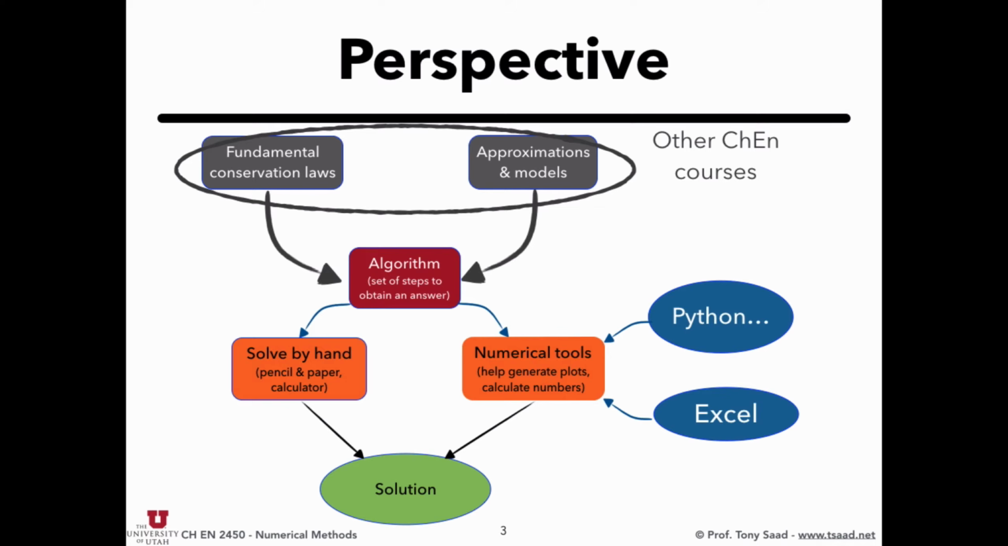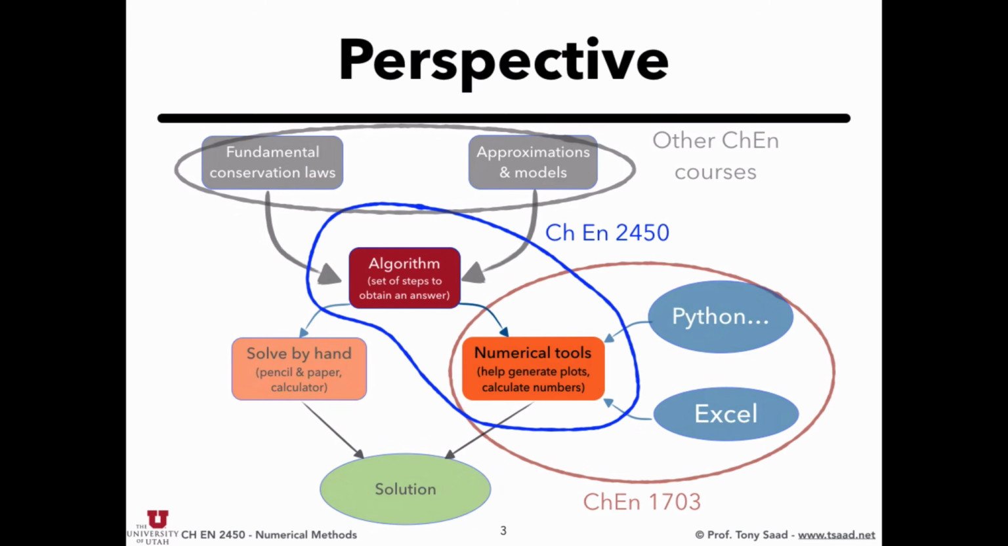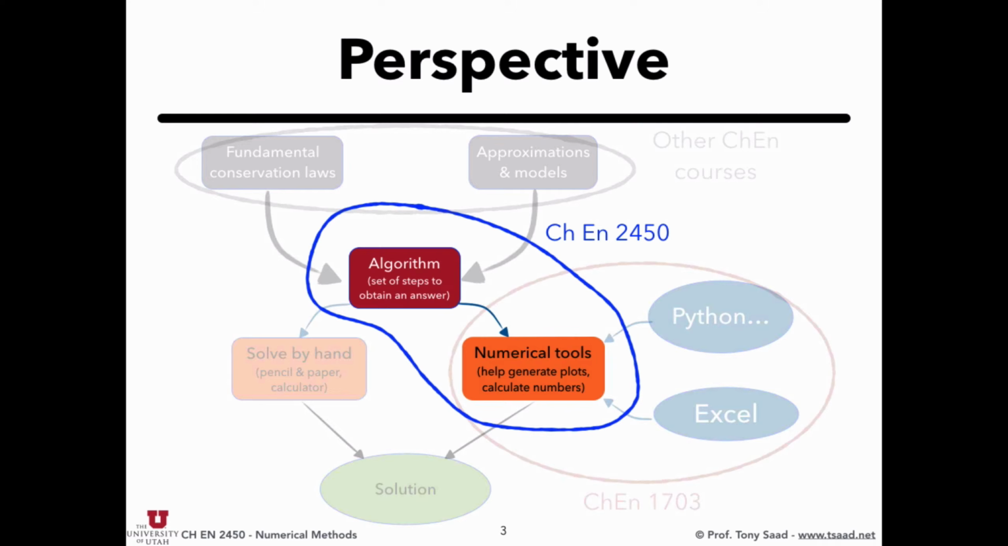You will learn fundamental conservation laws, approximations, and models in all your other chemical engineering courses. And you've learned this in 1703. Who's taken 1703? Okay, pretty good. So you've probably been exposed already to Python and Excel and whatever other tools. Numerical methods falls in right here. The problems we're going to solve are going to give you the mathematical expression of the problem. In your later courses, you will learn how to derive that mathematical expression.